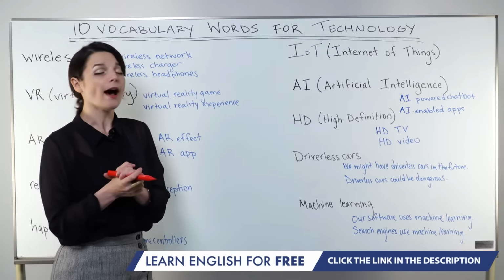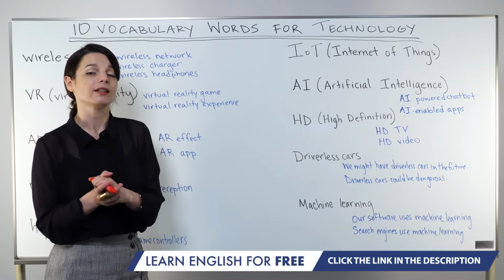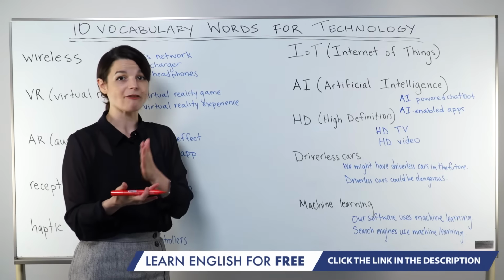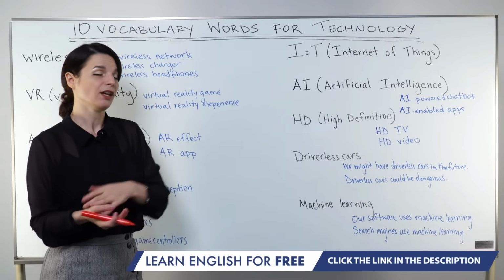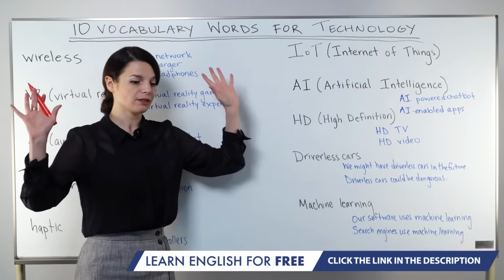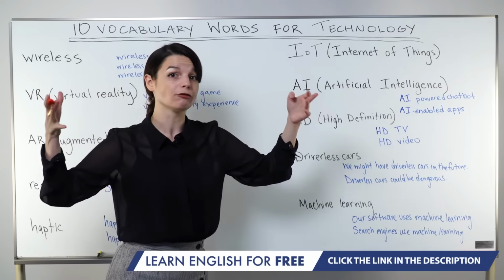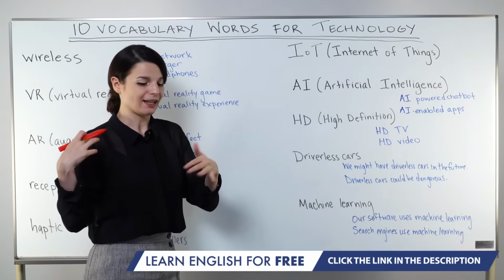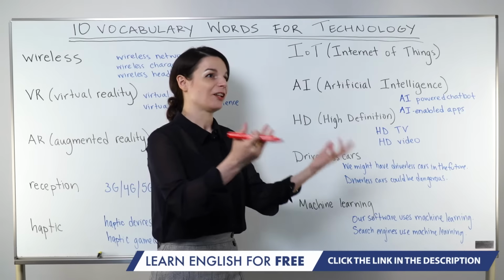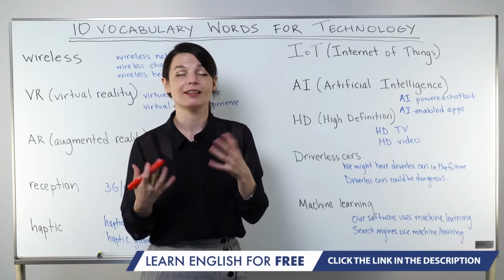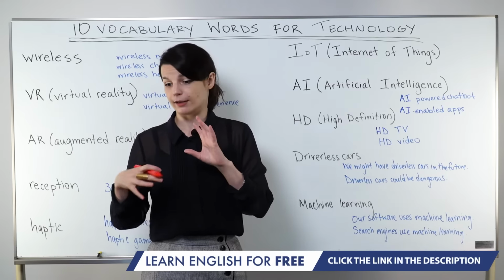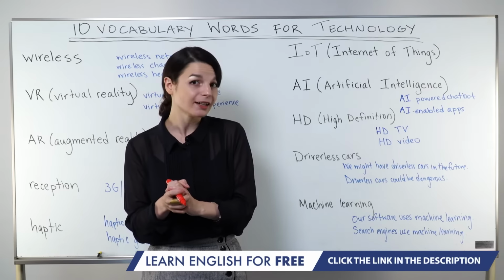Okay, let's go to the next vocabulary word. The next word is IoT. IoT refers to the Internet of Things, the Internet of Things. Usually, we use this word just as a simple noun phrase alone, as in, the Internet of Things is an interesting topic, or the Internet of Things is a topic of a lot of study now.